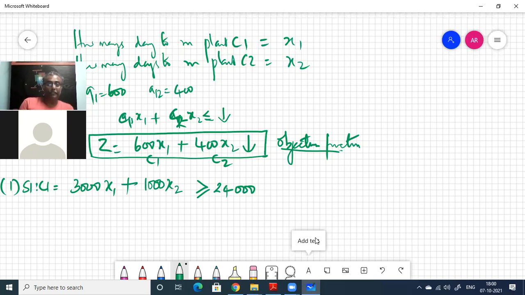Now that must meet the demand. The demand is 24,000 bottles of S1. So that 3,000 X1 plus 1,000 X2 must be greater than or equal to 24,000. So this is one constraint, C1.